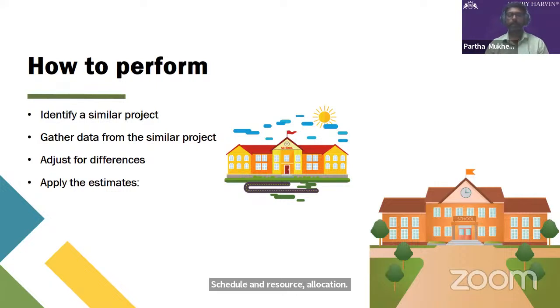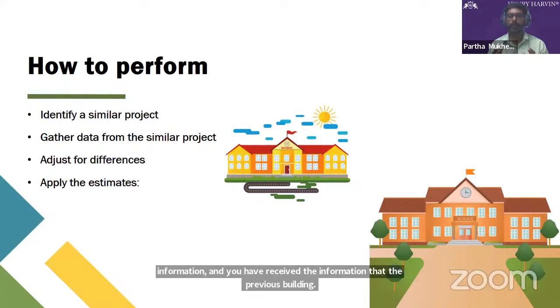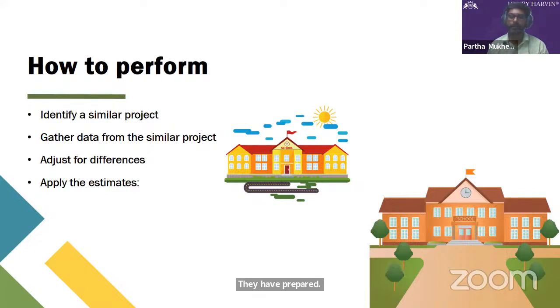Again, I'm giving an example. Suppose you have got a reference that the previous project took 6 months to build the entire school building. So now here you are estimating the timeline. Again, you are focusing on the budget. You have gone through the information, and you have learned that the budget of the previous building was 50 lakhs rupees. And the resources they allocated were this, and this.